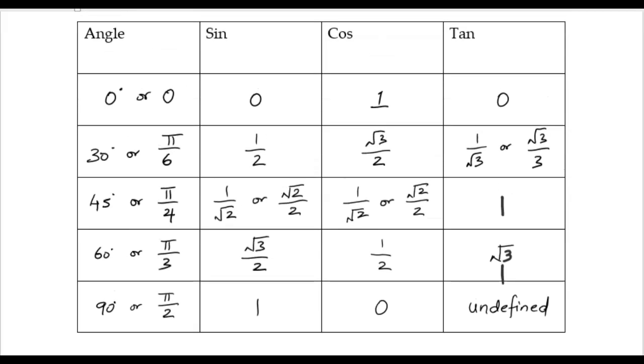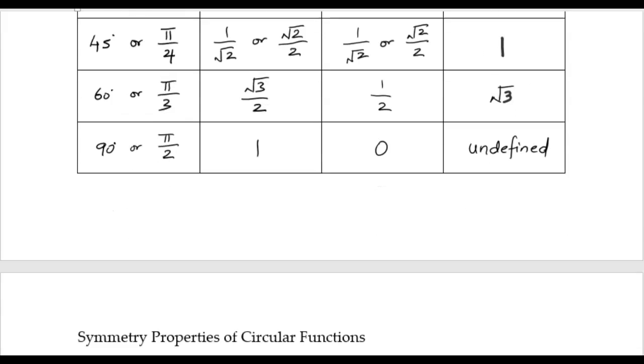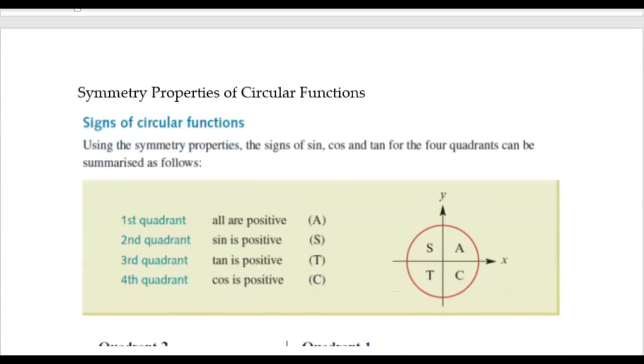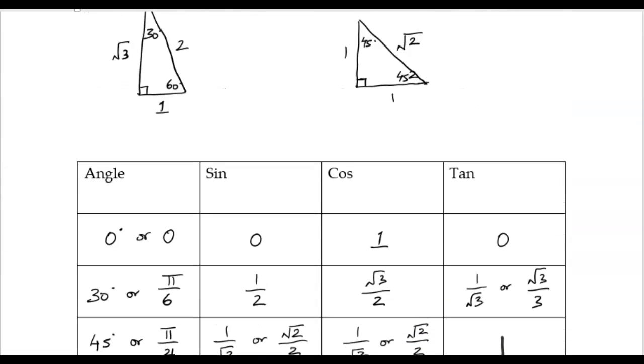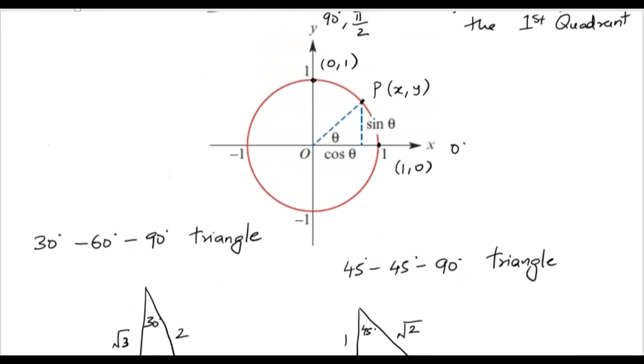Alright, so moving on, we're going to have a look at symmetric properties of the circular functions, right? Or the first part of it is to understand when the trigonometric ratios are going to be positive or negative. So to start with, I'm going to go back to the unit circle again. Right, I can't emphasize the importance of the unit circle.